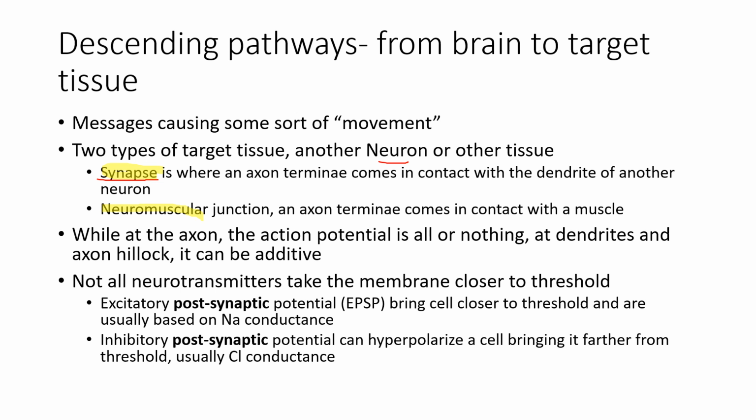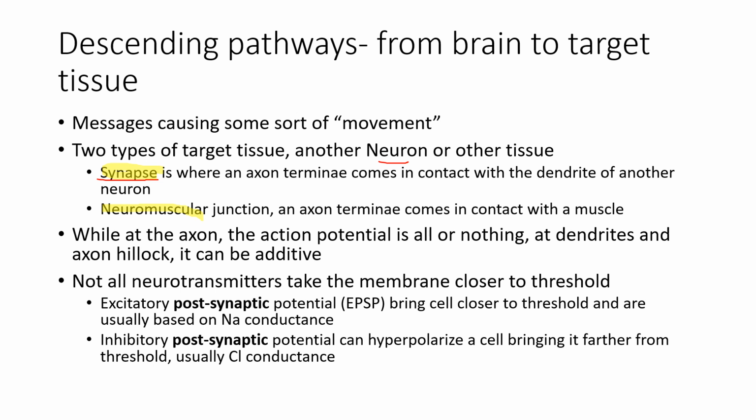Now, while the axon is where the action potential goes and it's all or nothing, one thing to remember with neurons is that once you pass the dendrites, it's all or nothing. And the interesting thing is it can be an additive effect. What I mean by that is you can end up having multiple axon terminals, axon A, on different dendrites, meaning that you can actually have multiple neurons acting on that.